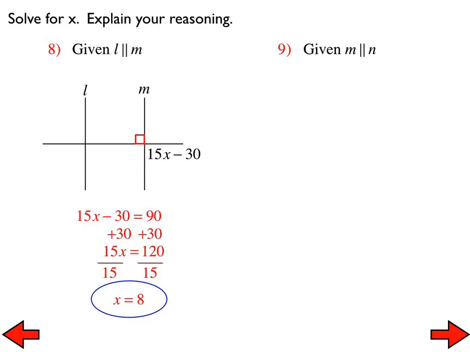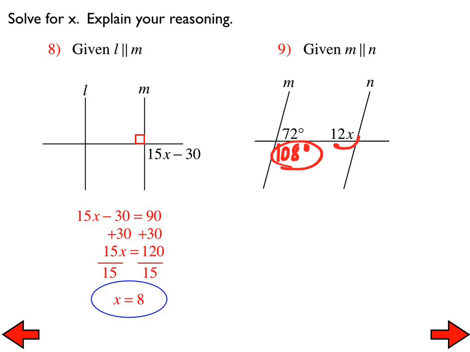In number 9, we have a picture that looks like this. Now, I saw people doing different things in this one. I saw some people finding this angle right here, which happens to be 108 degrees, and then using alternate interior angles right here. But you don't have to do that, because those two angles that are given right there are same side interior angles. And same side interior angles have a sum of 180.